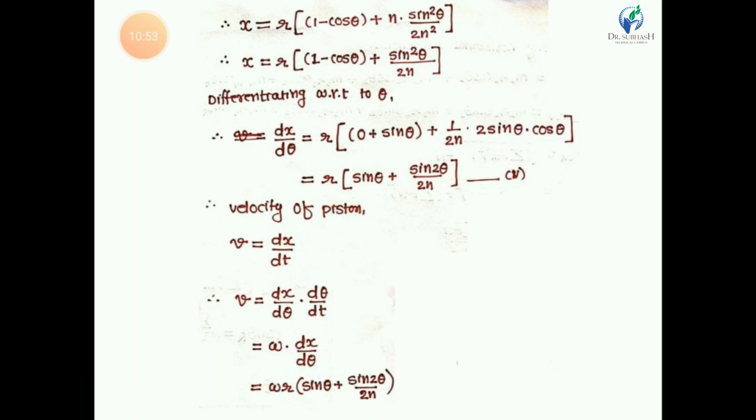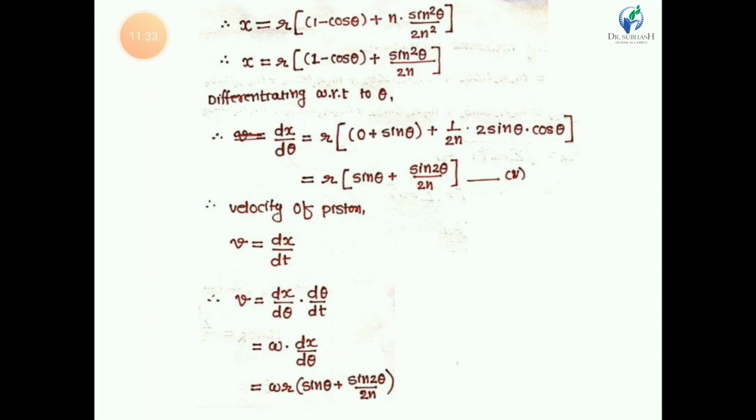Now we know the equation of velocity: velocity is equal to dx by dt. So we rewrite dx by d theta into d theta by dt, and we know that d theta by dt is angular velocity omega. So omega into dx by d theta. If we put the value of dx by d theta, we get velocity v is equal to omega into R in bracket sin theta plus sin 2 theta upon n. So this is the simple equation of velocity of the piston in a single cylinder engine.